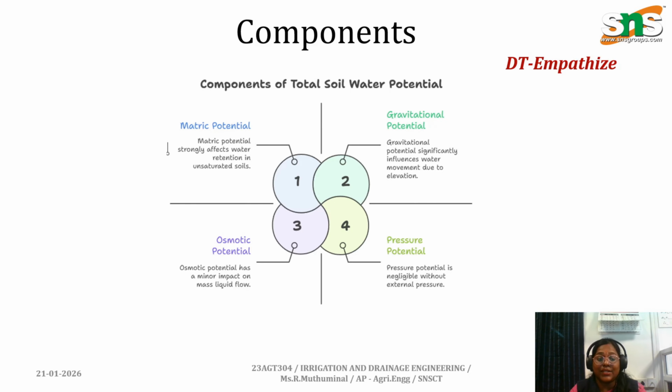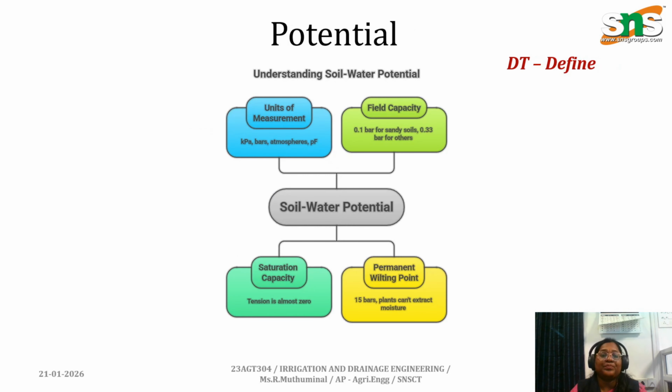Gravitational potential is determined by the elevation of water relative to an arbitrary reference level. Water located above the reference point has a positive potential, while water below has a negative potential. The last one is pressure potential, which is negligible without external forces. Without bonding, the external pressure is atmospheric and the pressure potential is 0.